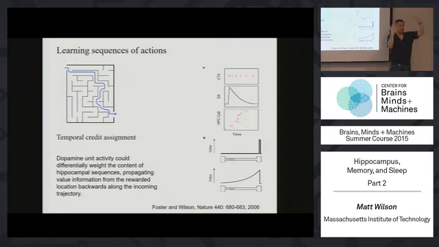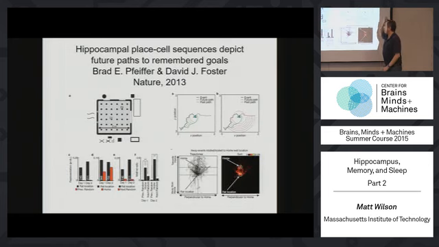So there's a mapping of relative reward to location. And if you look at this while animals are actually performing a task, you can see biases in these sequences that correspond to planning.